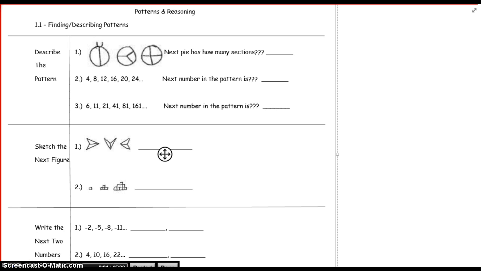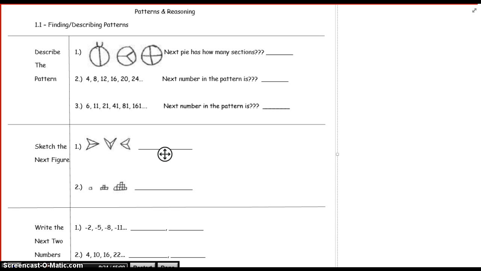Hey guys, today we're going to be looking at chapter 2, but we're going to be looking kind of backwards in time, going at 1.1 and 1.2, looking at patterns and reasoning. So first things first, we're trying to describe patterns. You're trying to make a prediction to see what the next set of numbers or next set of pictures are going to look like based on what you've previously seen.